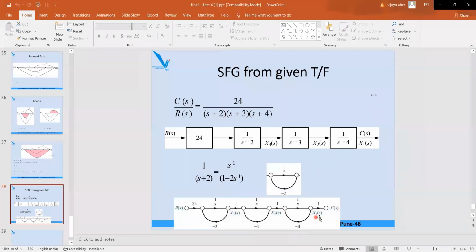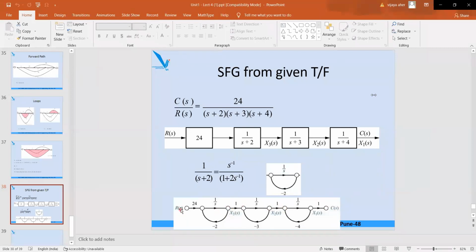This is my 1 point, x1s. So between output and x1s, I have drawn one branch with transmittance 1 according to the rule, according to the steps given in SFG. Between these two nodes also, I have drawn one branch with transmittance 1. Between these two nodes also, I have drawn one branch with transmittance 1.